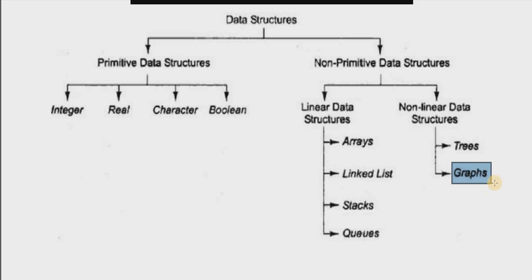So just keep in mind these are the types of data structures. First, data structure is mainly divided into 2 types: primitive and non-primitive. And again non-primitive data structure is divided into linear data structures and non-linear data structures.